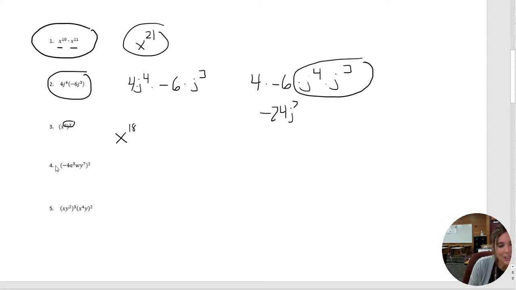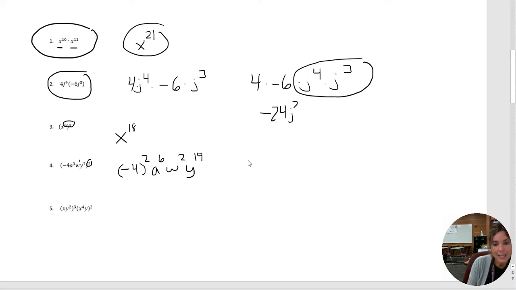Okay, question number 4. This too has to distribute to all of the factors of the product inside the parenthesis. So you have to remember that -4 has to be raised to the second power. A to the third becomes a to the sixth. W to the first becomes w to the second. And then y to the seventh becomes y to the 14th.